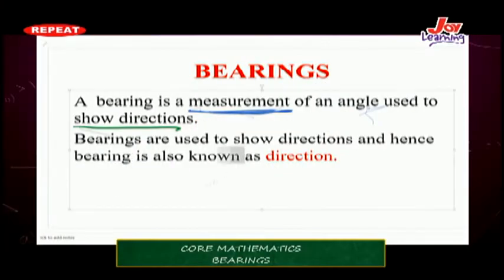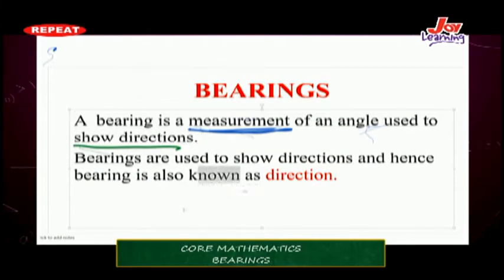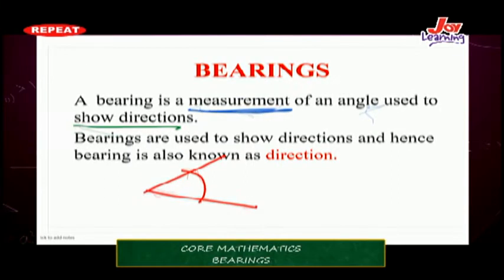So I can have an angle as this one. This is an angle. Two lines are meeting to form the angle. So this is called an angle. This angle is two lines meeting. This angle will not be used to show directions. If the angle is not used to show direction, then it is not a bearing.